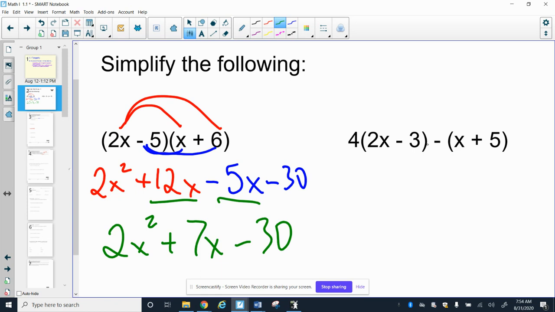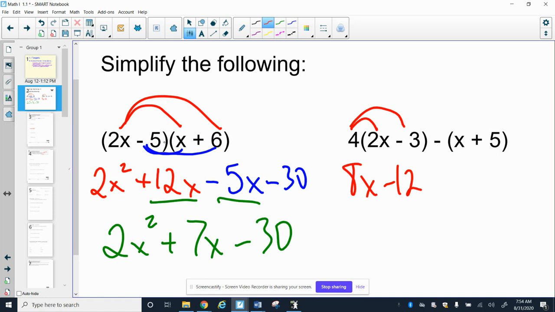Last week we did problems like the second one. This is a distributing and combining like terms review. We have a 4 in front, so we need to multiply that to both sets of parentheses first. So 4 times 2x is 8x. 4 times negative 3 is minus 12. Then we need to simplify this second piece. So notice we're not multiplying.